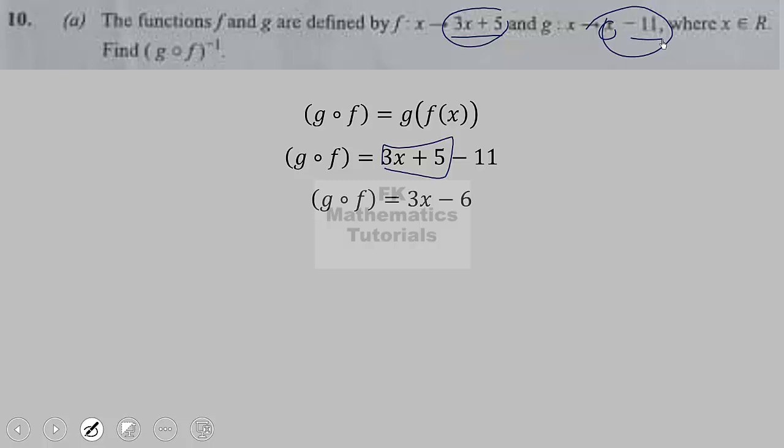So we are going to use the property, the identity, which says that when you compose a function and its inverse, we should get x.